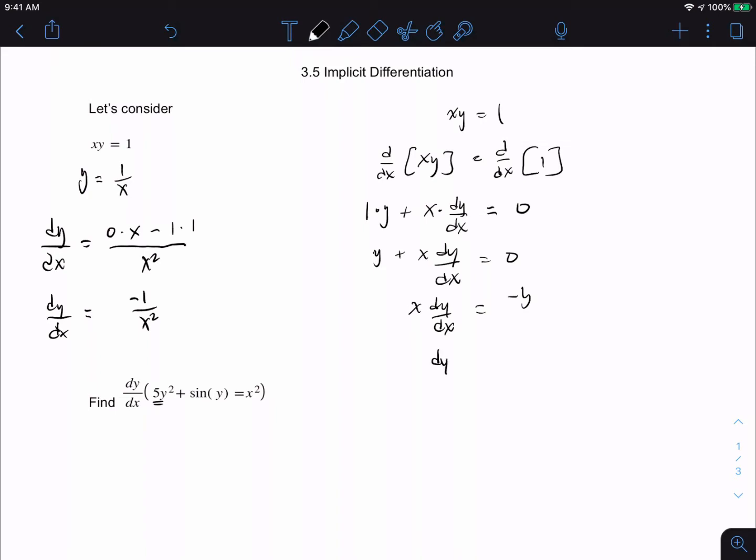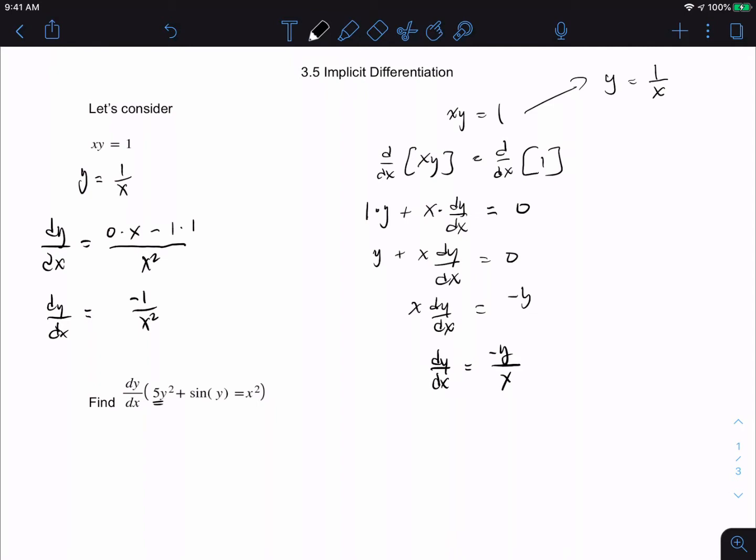Okay, so then from here, I'm going to divide by x. So I'm going to get dy dx is equal to negative y over x, right? Okay, that's the same answer as the other side. You don't believe me, do you? Want me to show you? Okay, I'm going to do a little manipulation here, just so you guys can see that it in fact is the same thing. From here, I know that y is equal to 1 over x, right?